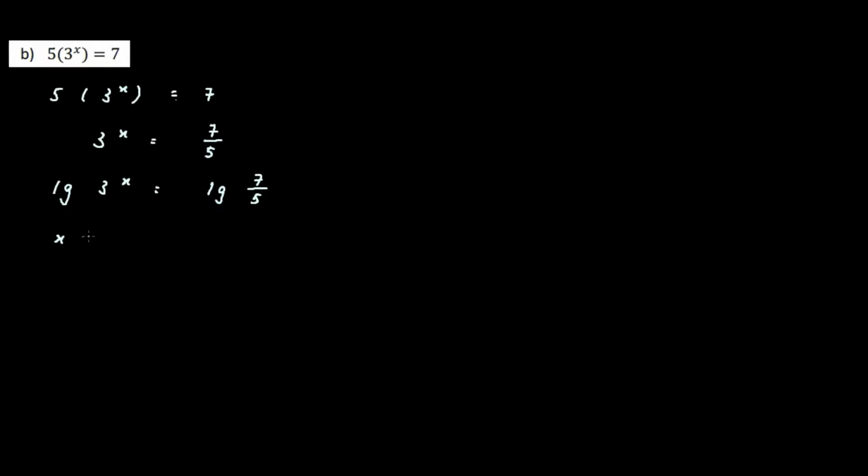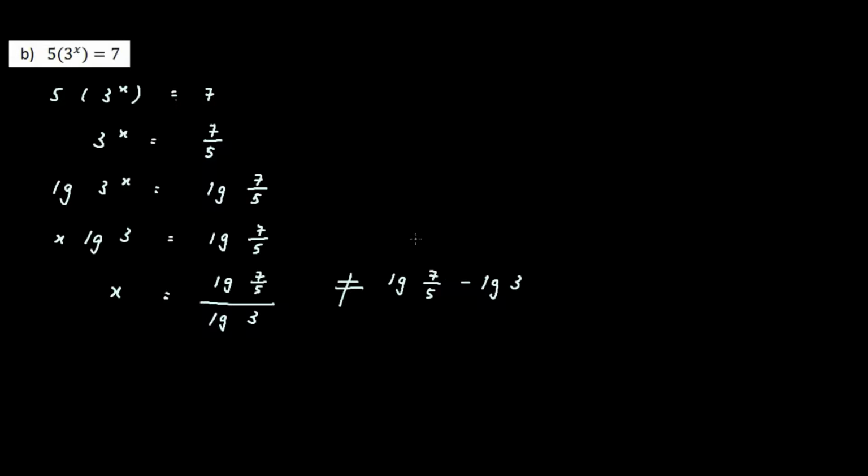Okay, so you can continue to do the thing that you always do. So bring the x forward. Then after that, x will be equals to log 7 over 5 divided by log 3. Please make sure that this thing is not equals to this thing, okay? This is only correct if both of these terms are under the same log. So this and this, they don't mean the same thing. So please make sure that when you press your calculator, it must be in the correct form.